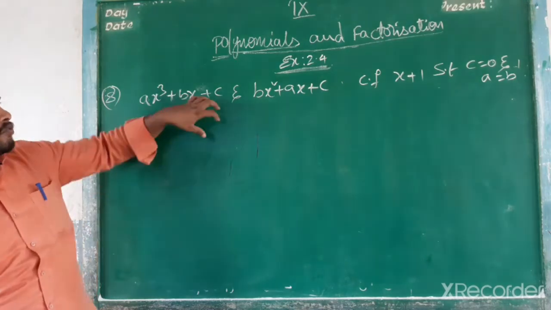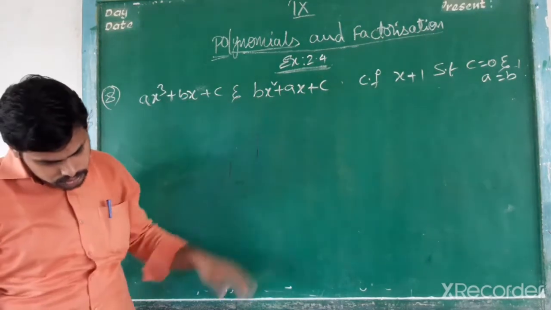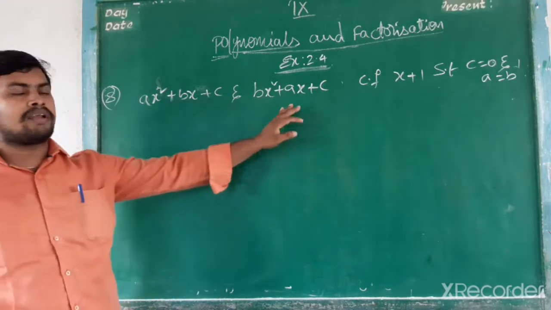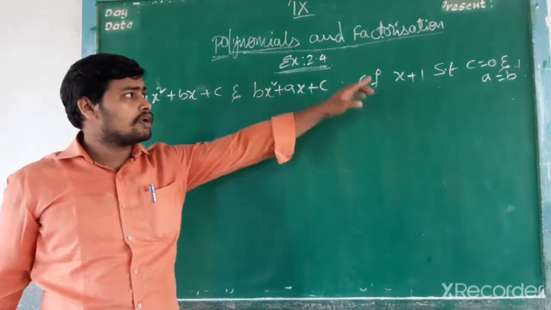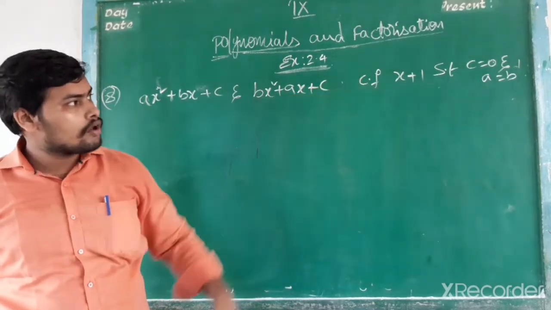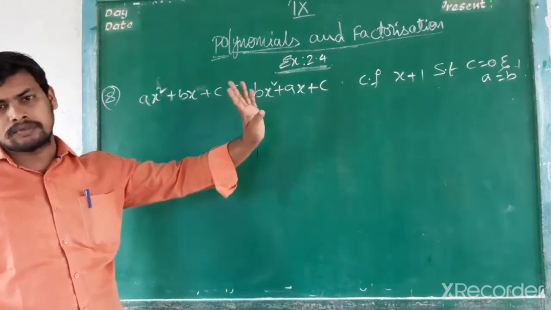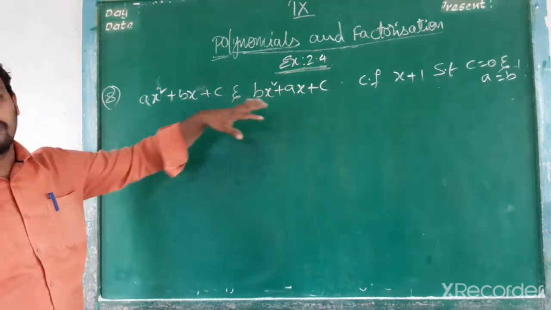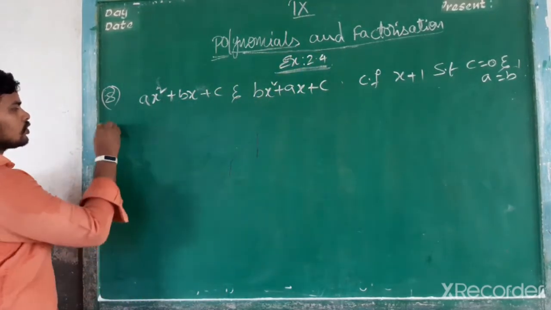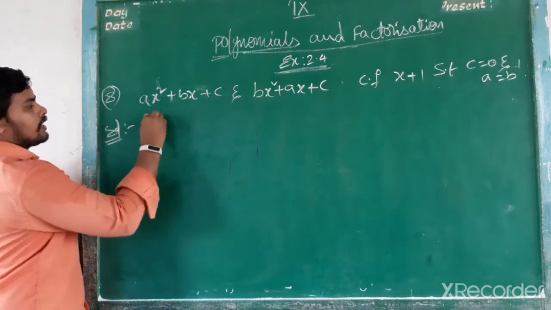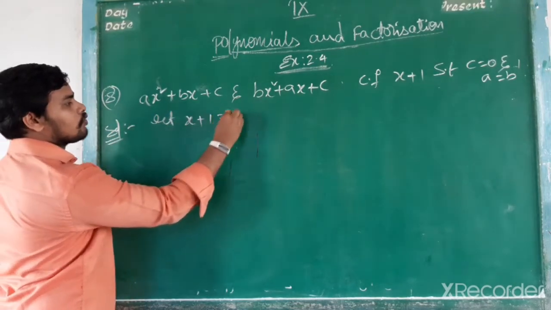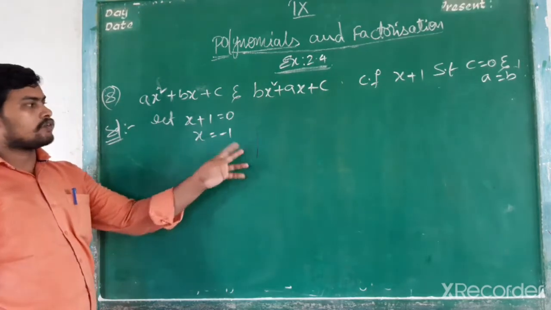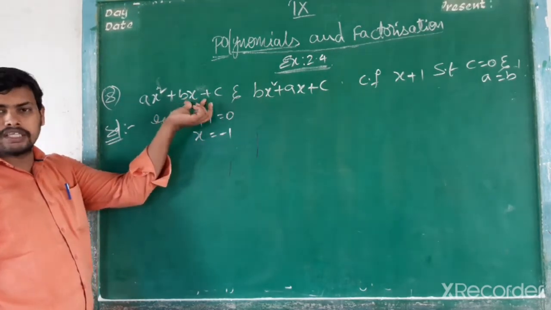Here both of these quadratic polynomials have a common factor, nothing but x plus 1. We have to show that c equal to 0 and a equal to b. It is a very easy sum. Whenever there is a factor, we have to simply substitute the value in the two polynomials. So solution, let x plus 1 equal to 0, x equal to minus 1. Now substitute x equal to minus 1 in this polynomial.